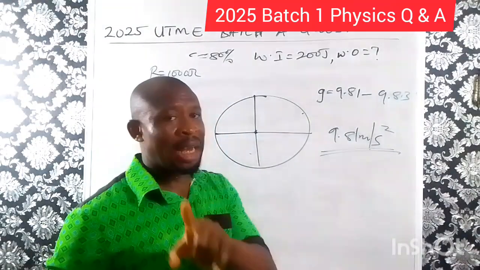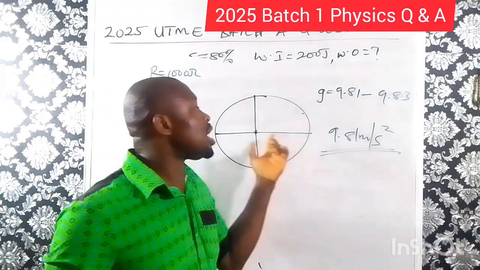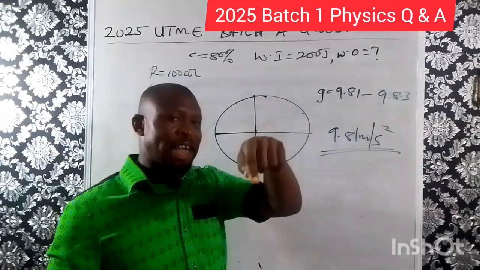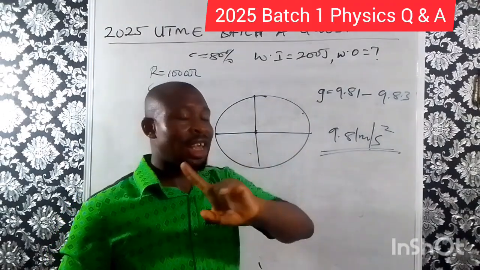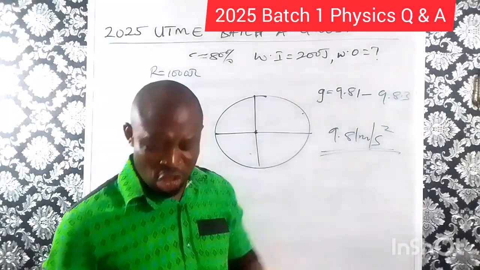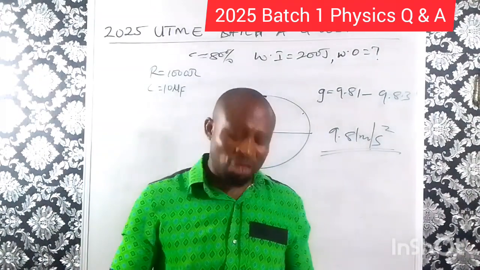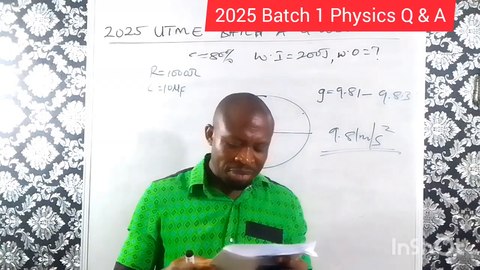Do not choose 10. Most times the value is not even up to 10, but by approximation, that's why most times we give 10. But 10 is definitely not the correct answer option. Now, we move to the next question.